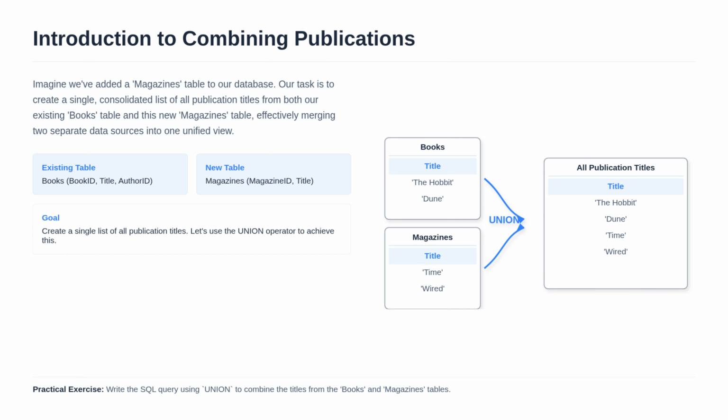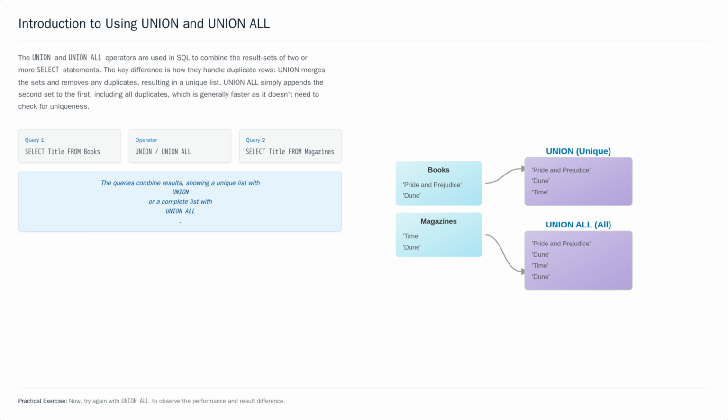For our next demo, imagine we've just added a magazines table to our database. It has magazine ID and title. Our task is to create a single consolidated list of all publication titles from both our books and our new magazines table. The query is very straightforward.